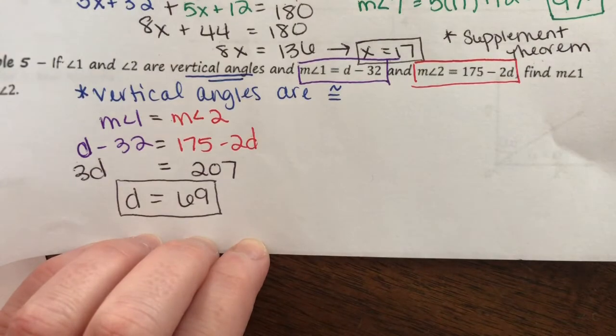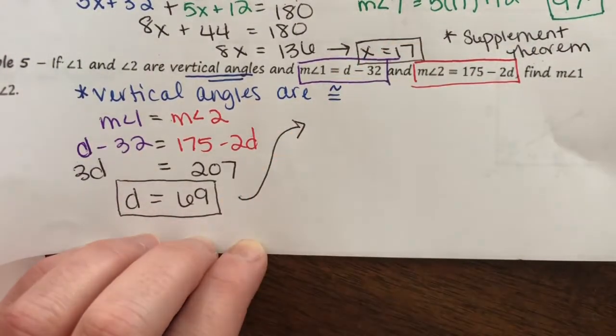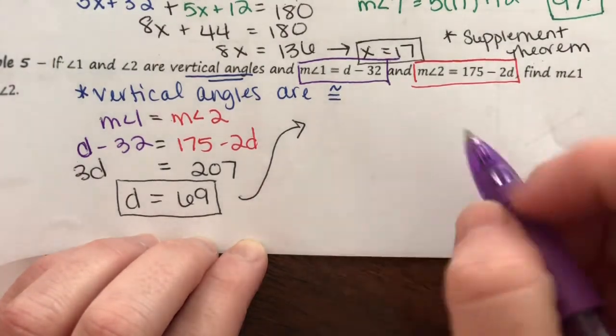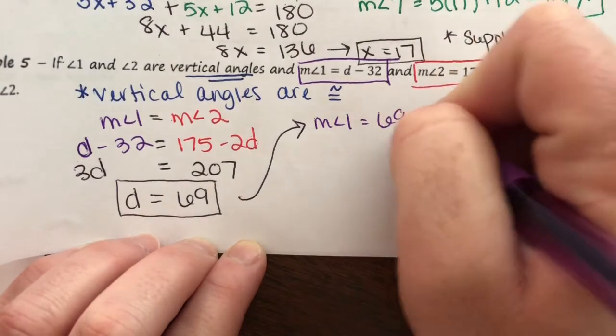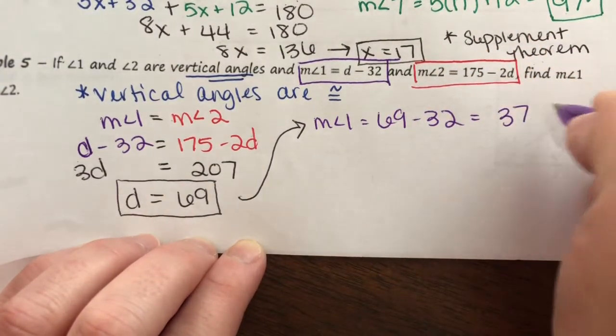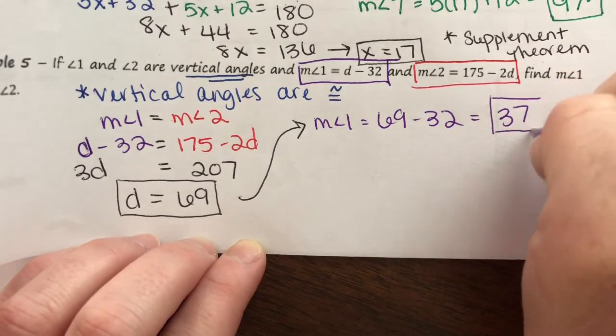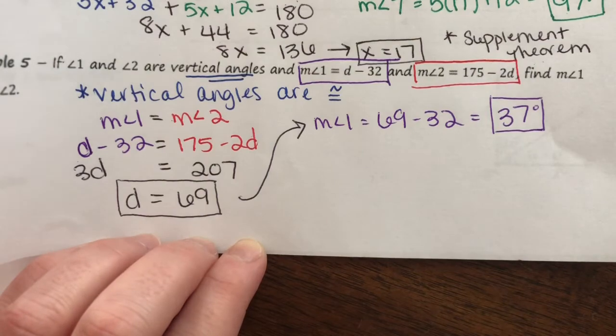And then, so now I have to solve for the measures of angles 1 and 2, now that I know what D is. So the measure of angle 1 again was D minus 32. D we know is 69, and 69 minus 32 is 37. And we know it's the measure of an angle, so I'm going to put 37 degrees.